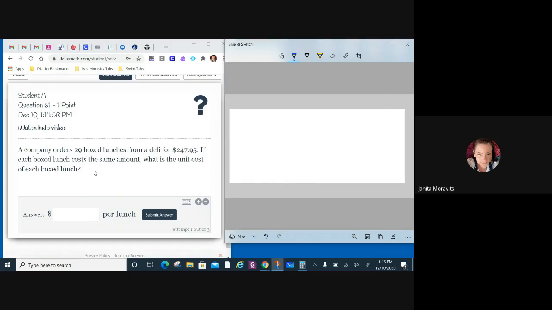All right. A company orders 29 boxed lunches from a deli for $247.95. If each boxed lunch costs the same amount, what is the unit cost? Well, we want to know how much they're paying for each lunch. So they spent $247.95, and they were able to buy 29 boxes.